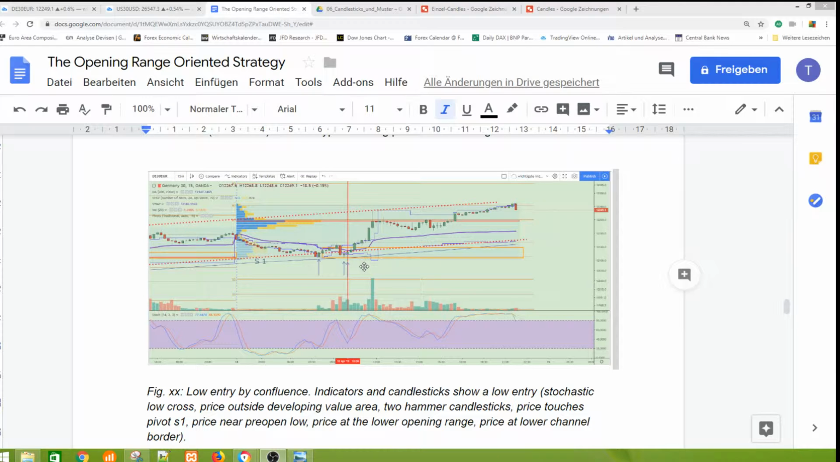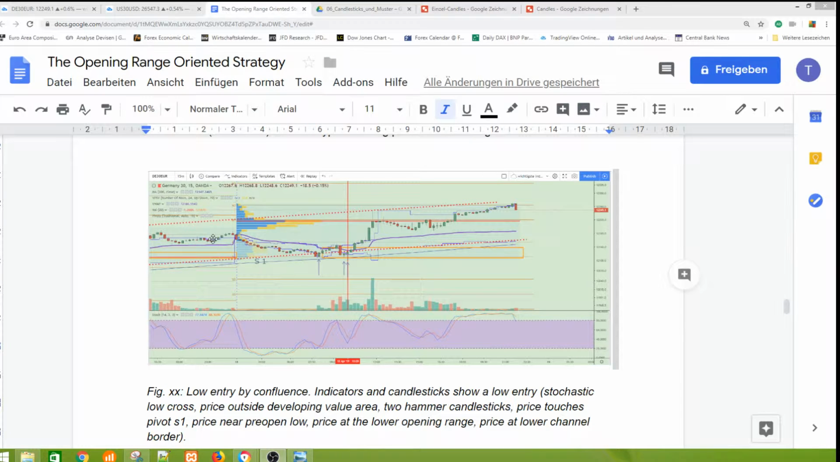And we will look at the confluences. What do we see here? There are two hammers. We will look at the bigger picture afterwards. We have a trend channel. This trend channel was drawn in the hourly chart.